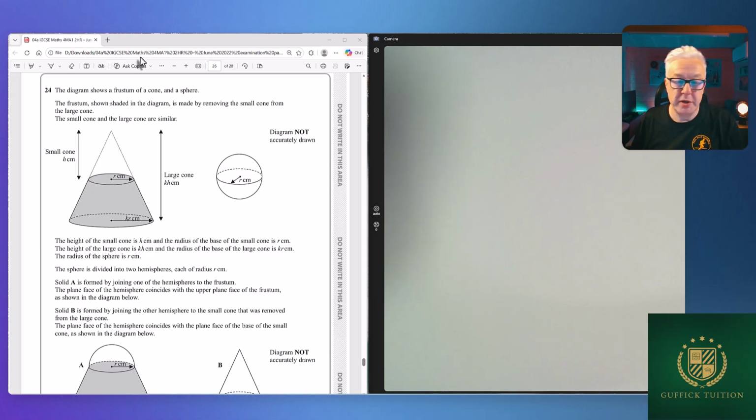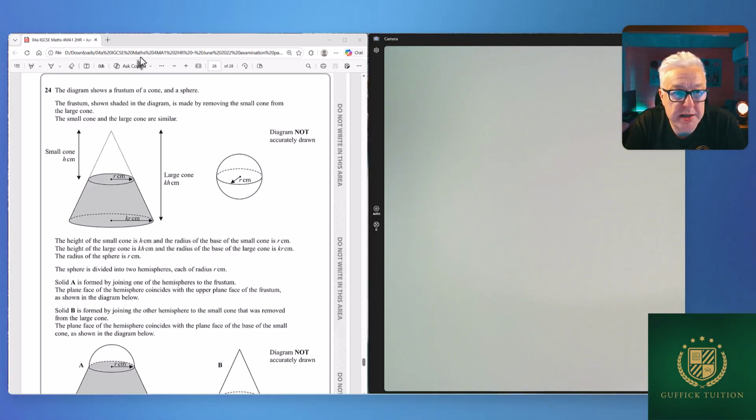Hello everyone, we've got a really good GCSE question here on frustums and shapes. So it says, the diagram shows a frustum of a cone and a sphere. The frustum shown shaded in the diagram is made by removing the small cone from the large cone. The small cone and the large cone are similar to each other.